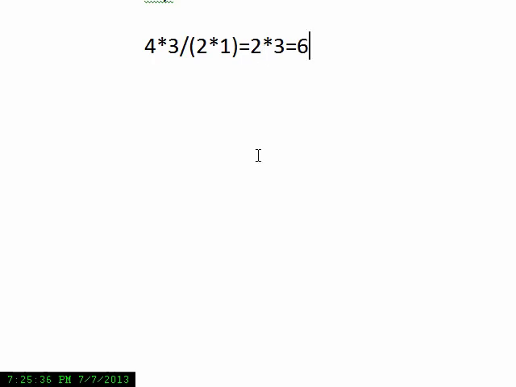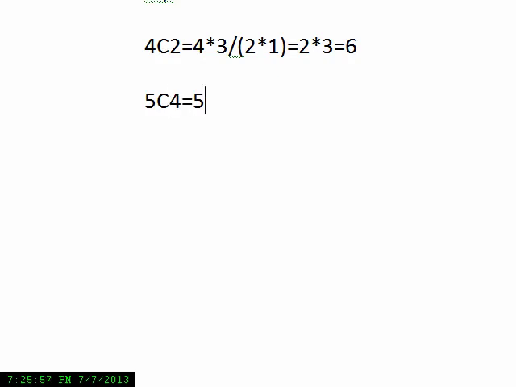So there's 6 different ways that will happen for this first one. And then I've got to multiply that expression by 5. So this here represents 4 choose 2. And then the 5 choose 4 was 5. And so we multiply the 6 times the 5, and then we get 30. So 30 ways that can happen.